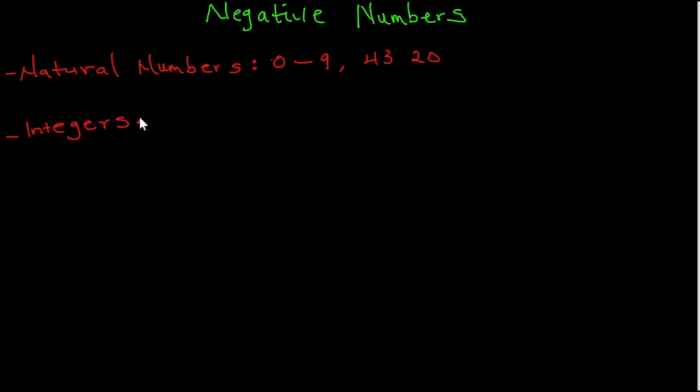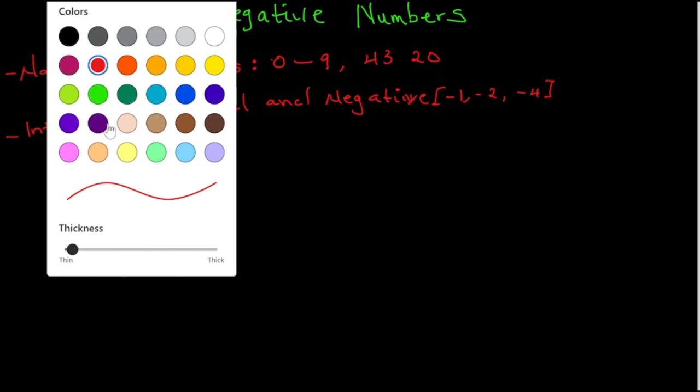Integers are numbers that contain both natural numbers and negative numbers. So what do we mean by natural and negative numbers? Natural numbers, we've explained them. The negative numbers are numbers that have negative signs, like -1, -2, -4, and the rest. Those are negative numbers, okay? Remember, we're trying to work on negative numbers. I'm just saying this to establish a point before we go further.